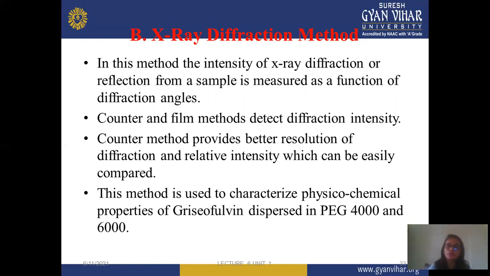In this method, you examine a particular compound in a solid dispersion, and the readings are recorded with the help of X-rays. The X-ray light gets diffracted by the particular compound, and this method is mainly used to characterize certain types of compounds. An example is griseofulvin, and griseofulvin dispersed in PEG 4000 to 6000. In this technique, we measure a sample with the help of reflected or diffracted light according to angle changes, and detect the intensity of the compound also. This intensity shows resolution changes or certain intensity changes. You can easily compare and check these intensity changes with the help of reflection.